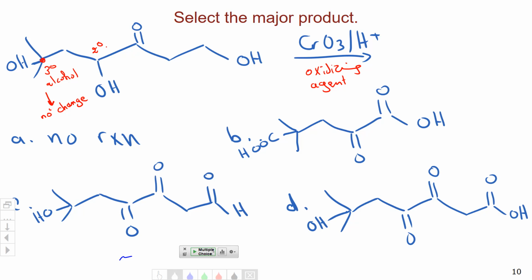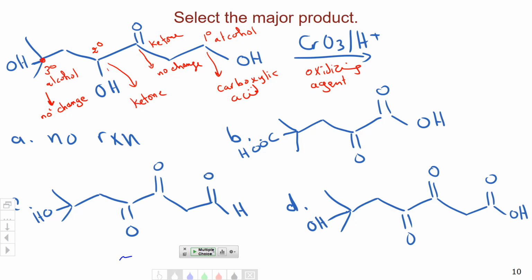This is a secondary alcohol. Secondary alcohols are usually oxidized to ketones, so I'm expecting this to change to a ketone. Now this is a ketone. Ketones don't oxidize any further, so no change for the ketone. Now this in here is a primary alcohol. And I'm using chromium trioxide, H+, so that goes all the way to carboxylic acid. It doesn't stop at the aldehyde. Even the aldehyde gets oxidized all the way to the carboxylic acid.